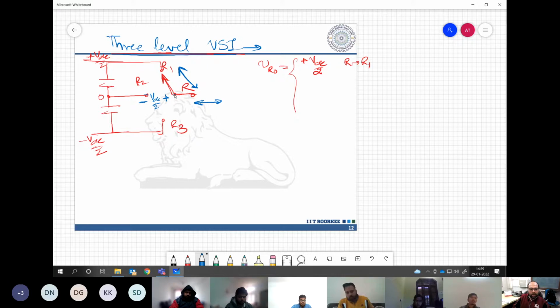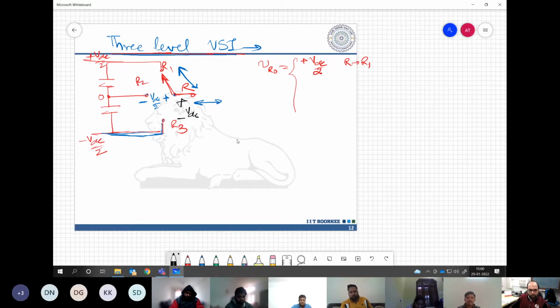Now, between R and R3, what is the voltage blocking requirement? Which one is the positive polarity? R is positive, R3 is negative. And the magnitude is VDC by 2 minus minus VDC by 2, so the magnitude is VDC.